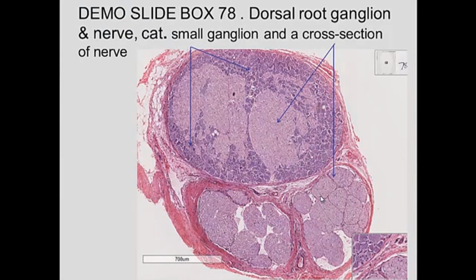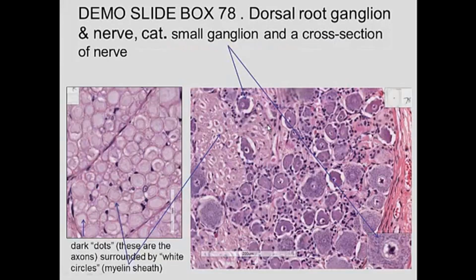Here we see the dorsal root ganglia. We see some nerves coming down through here. That's what these guys are. There's neural cell bodies that we see right in through there of the ganglia and the dorsal root, and then these are actually nerves itself going through.